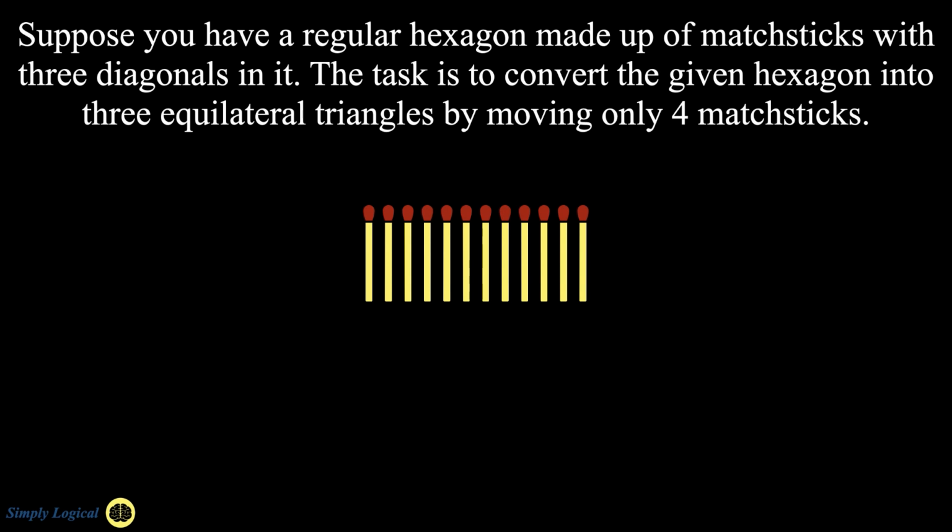Suppose you have a regular hexagon made up of matchsticks with three diagonals in it. The task is to convert the given hexagon into three equilateral triangles by moving only four matchsticks. Before actually getting into the problem, let me explain what are hexagon and equilateral triangle.